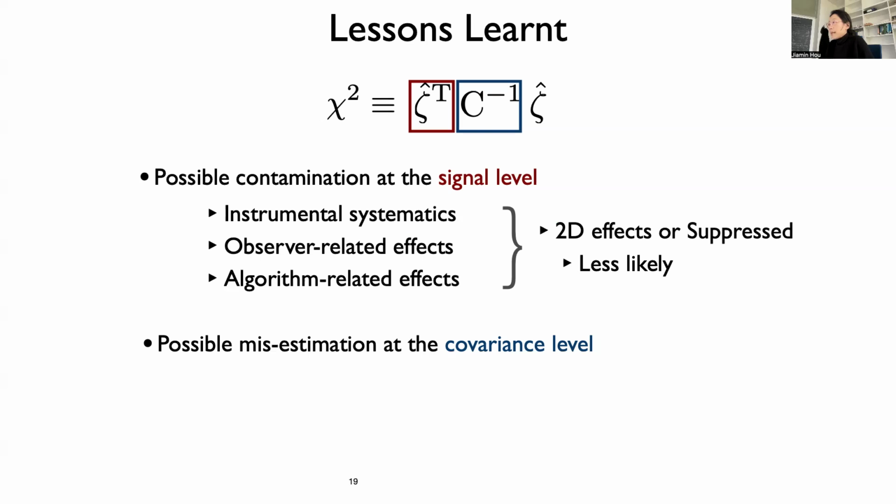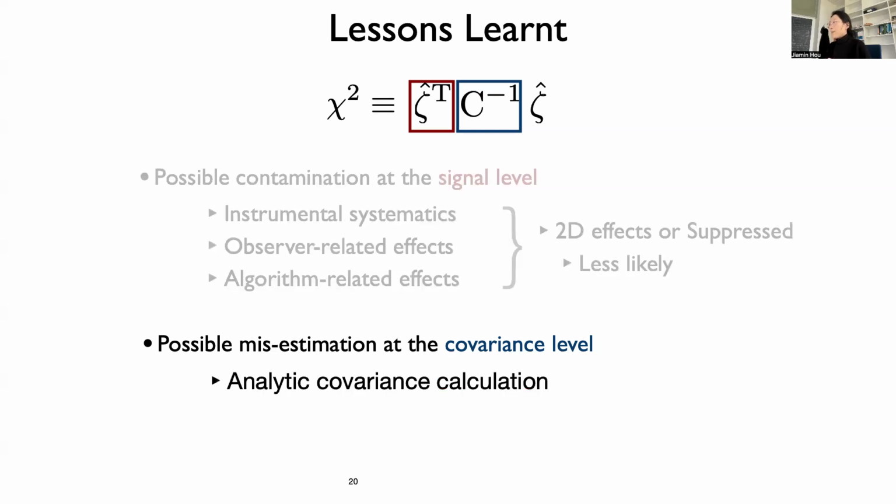But now let's move to the covariance level. And this is where things start to become more subtle. So when we published this paper, there were several worries regarding our use of an analytic covariance matrix. And these were very good points, actually, as we made several approximations in constructing the analytic covariance matrix.